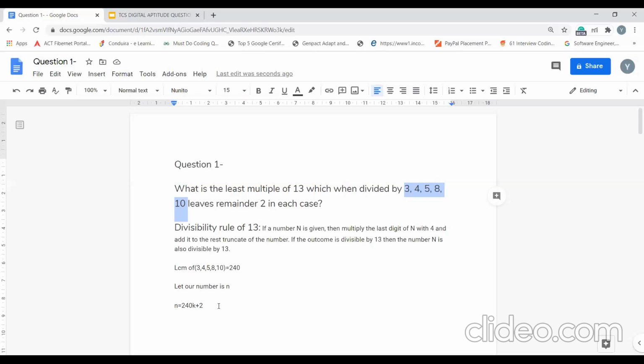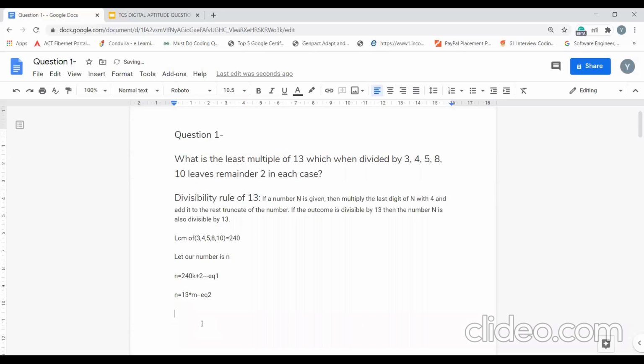That's why 240k plus 2. But we also have a hint in the question that the number is a multiple of 13. That means 13 into m, and we have to find the value of m. From our equation 1 and equation 2, we can observe that both equations are the same. We can conclude that 240k plus 2 is equal to 13m. Here k can be any integer.